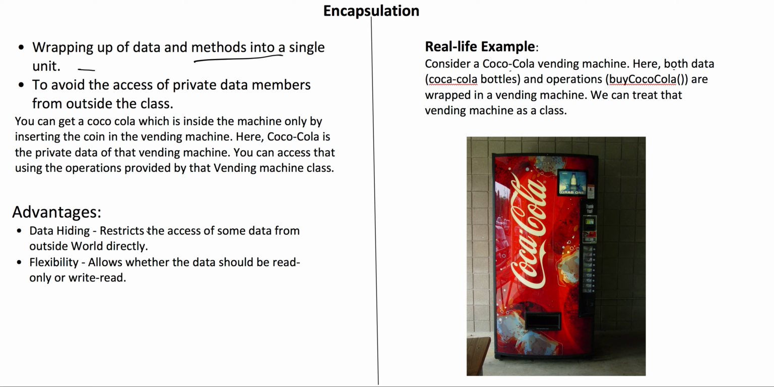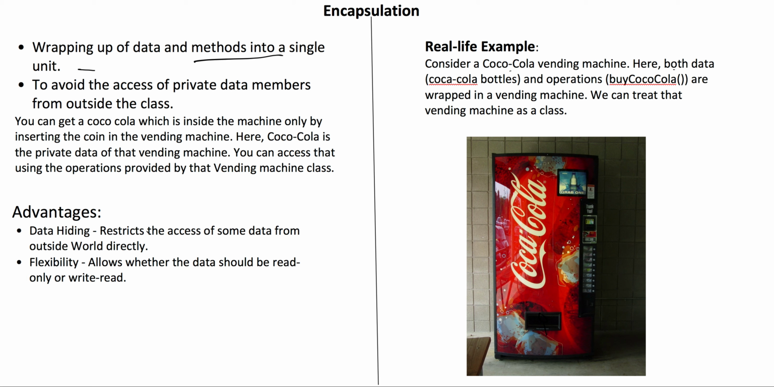For example, consider a Coca-Cola vending machine. This is a Coca-Cola vending machine. Here both data, which means the Coca-Cola bottles present inside this vending machine, and operations, which means if you insert some coins, then for that amount the Coca-Cola bottles will be served. So here both the data and the operations or methods are wrapped together inside the vending machine. That's why we can relate this example with encapsulation.